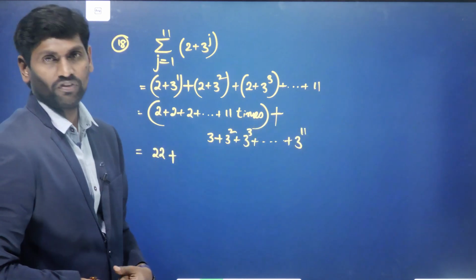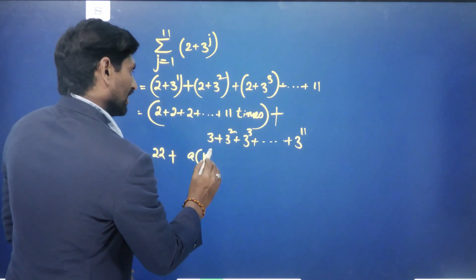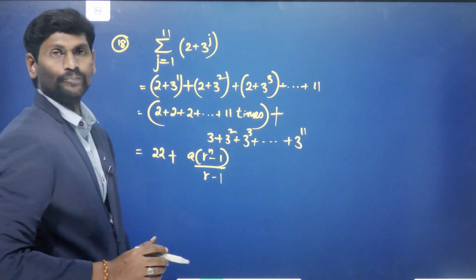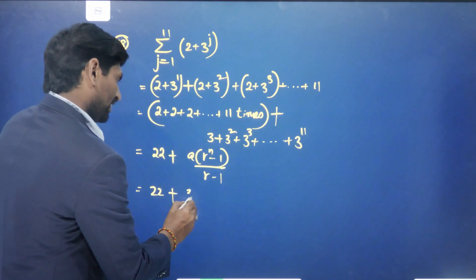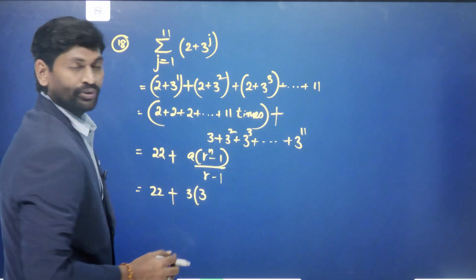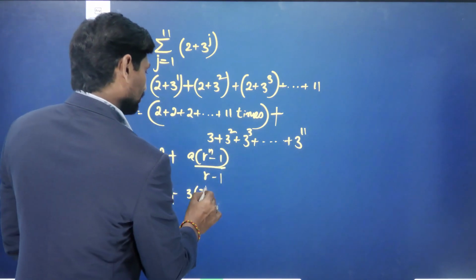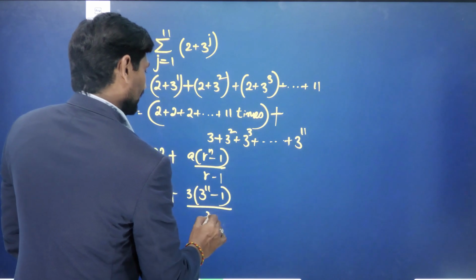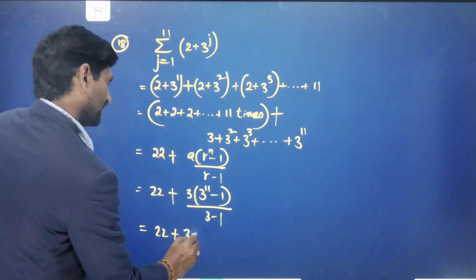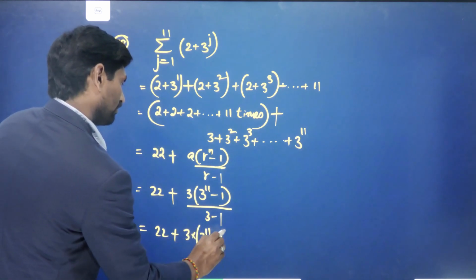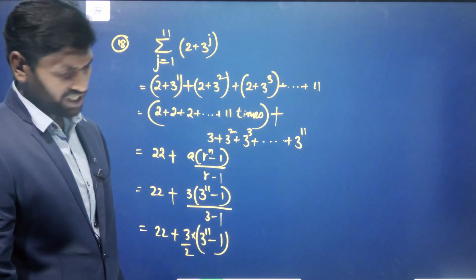The formula for the sum of n terms of a geometric progression, Sn, is a into r power n minus 1 by r minus 1. Substitute: 22 plus, a value is 3, r value is also 3, n value is 11 terms. So 11 minus 1 by 3 minus 1 is 2. The answer is 22 plus 3 into 3 power 11 minus 1 by 2. This will be the answer. Let us check the answer, then we will go to the next problem.